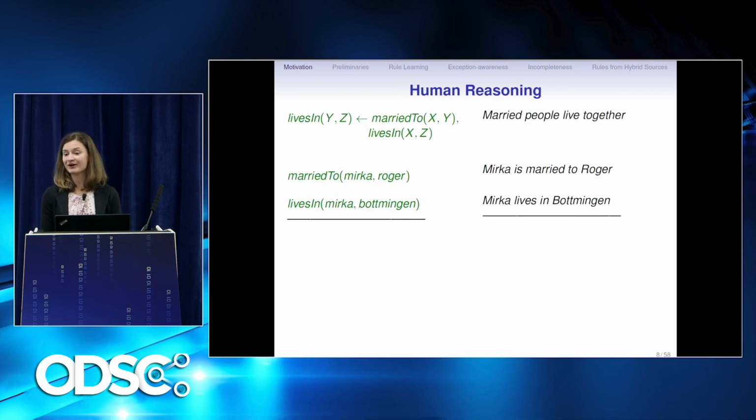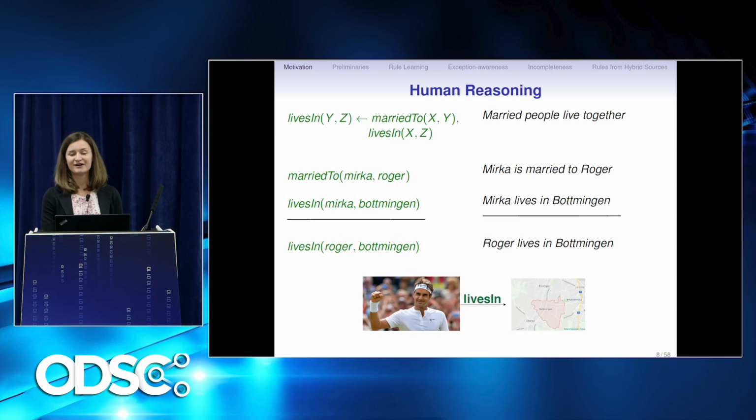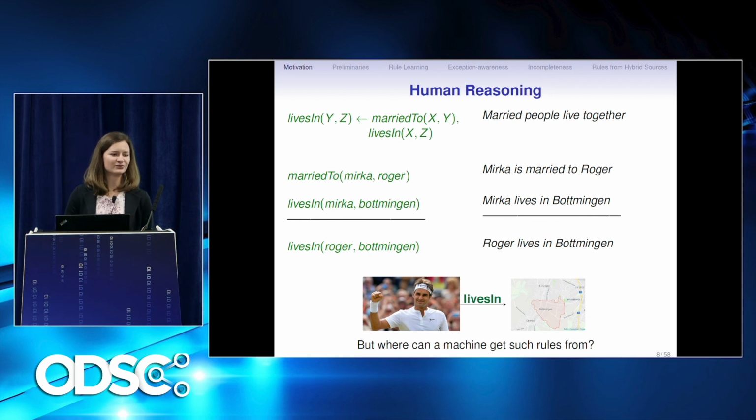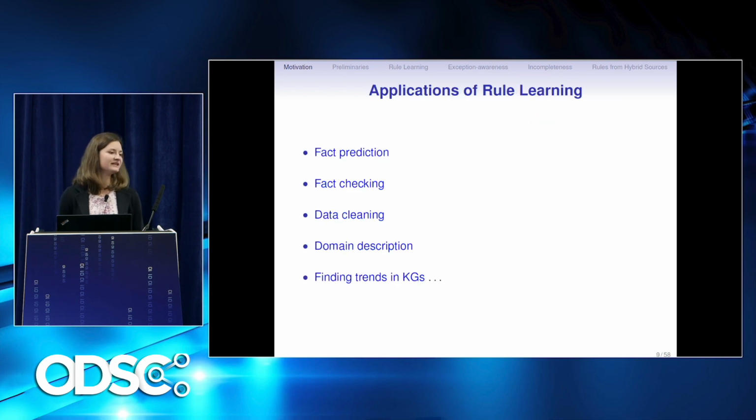We as humans would apply common sense and see that, given the knowledge that we have found so far, we can deduce the living place of Roger Federer, Bottmingen in this case as well. But can a machine use such rules and get them from anywhere? This is essentially the question that we are going to ask and answer, hopefully, in this tutorial. Where could these rules be exploited? These rules could be used not only for fact prediction, as we have just seen, but also for instance, checking truthfulness of certain facts, data cleaning, domain descriptions, finding certain trends in knowledge graphs.